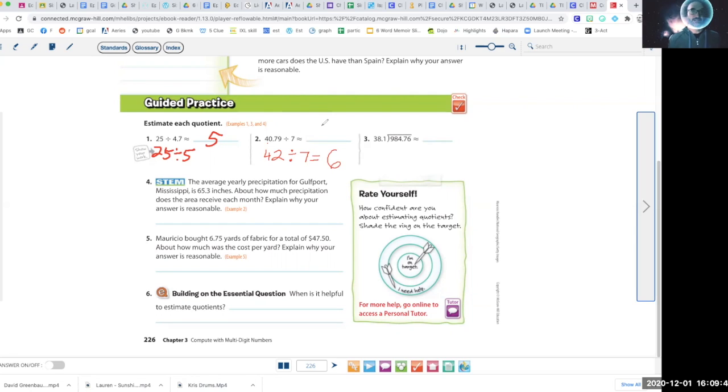All right, now number 3, this is complex, isn't it? We have to estimate both of these numbers, right? We're going to try to make them both compatible numbers.